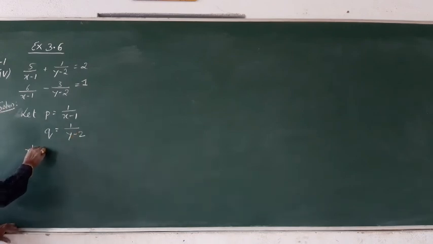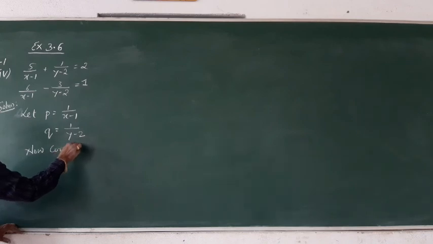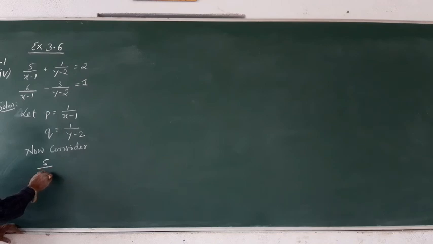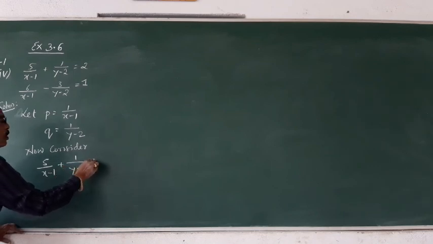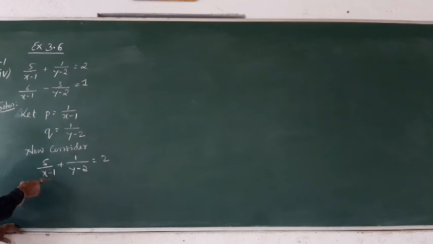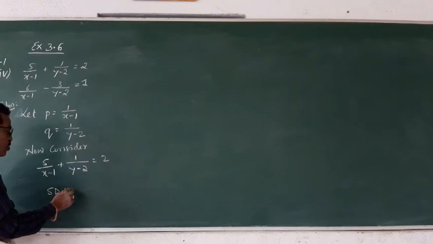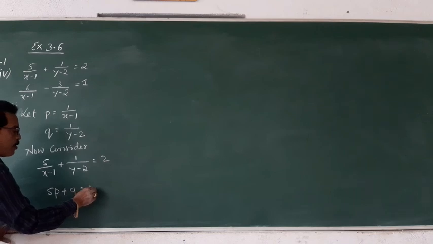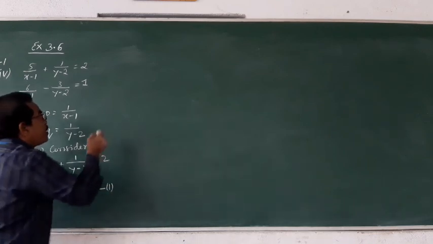Now consider 5 divided by x minus 1 plus 1 divided by y minus 2 equals to 2. 1 divided by x minus 1 is p, so 5p, plus 1 divided by y minus 2, that is 1q, simply q, equals to 2. Second equation.